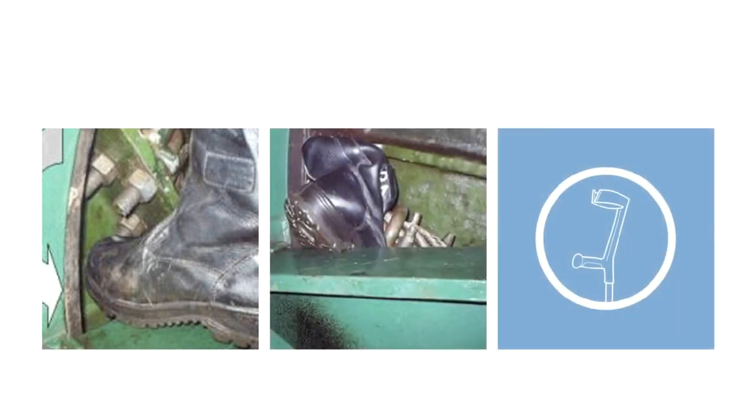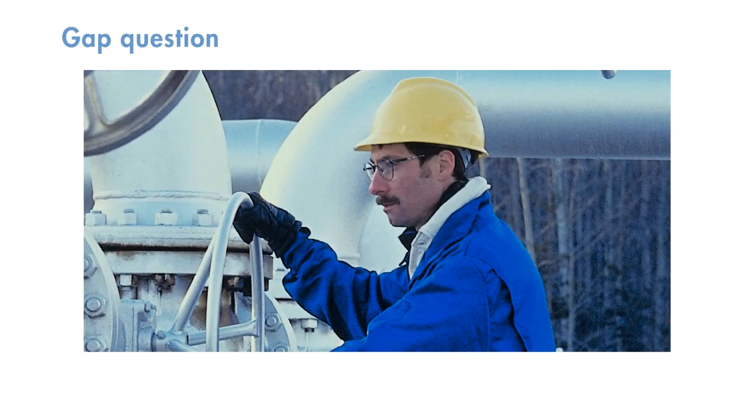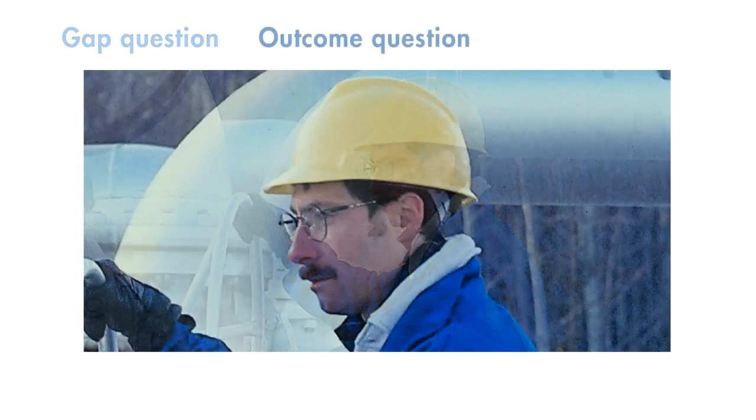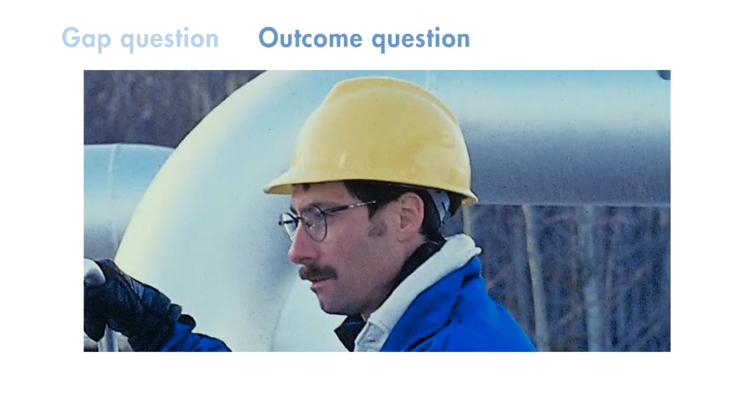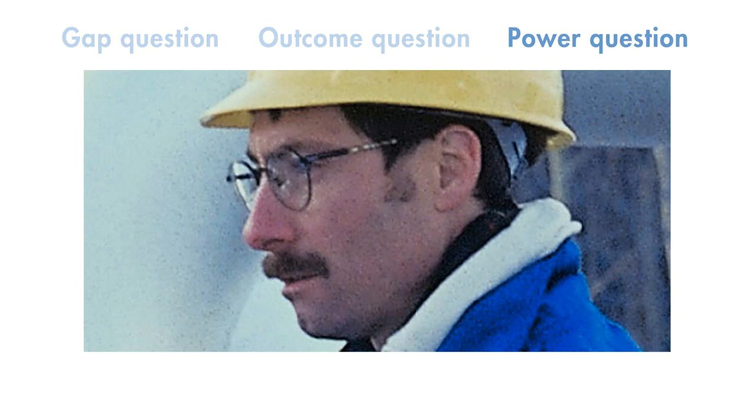Let's quickly think about an incident that has already happened. A mechanic loses part of his foot when the winch he was repairing started to rotate. Gap. The winch needed to be repaired quickly. Outcome. He expected to be commended for a quick repair of essential equipment. Power. He was a good mechanic and had worked like that before.